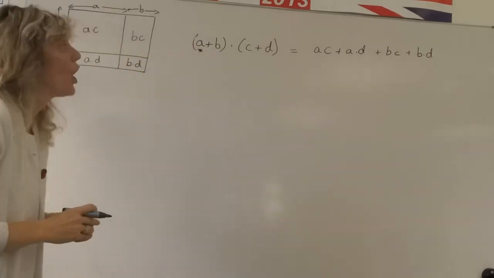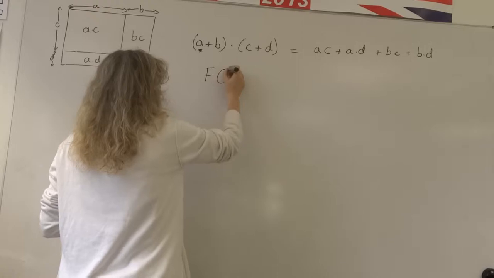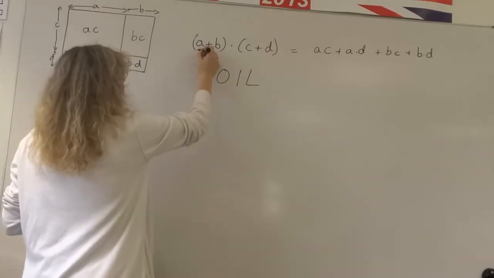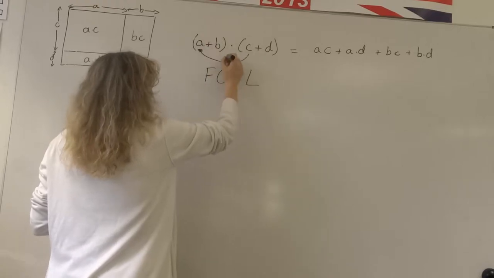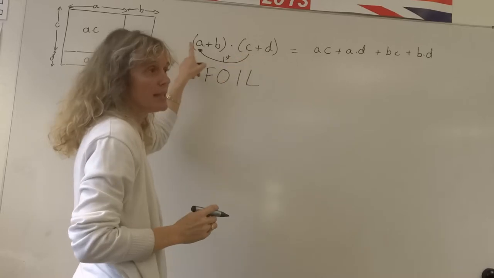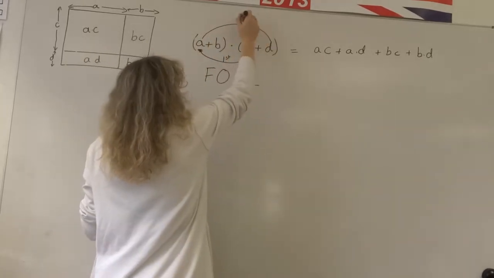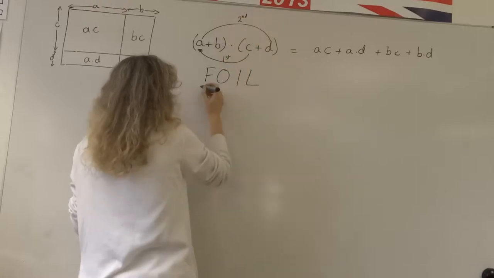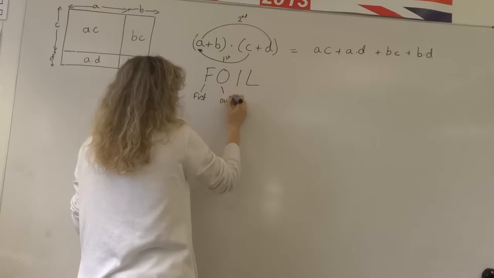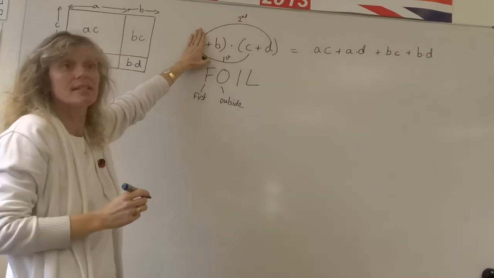And we have a little code in England for remembering how to do that, and we call it FOIL. And that means we take the first two together and multiply them. First two in the brackets, a times c. We take the outside two, second. So here we have first, here we have outside. Now we finished with a, so basically a is done now.